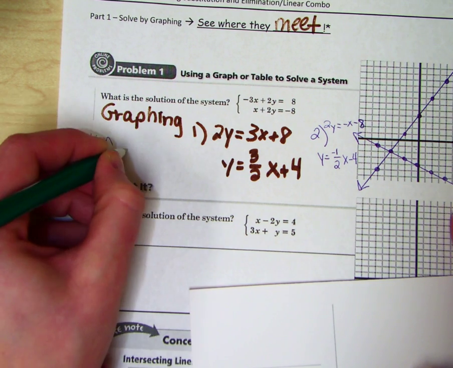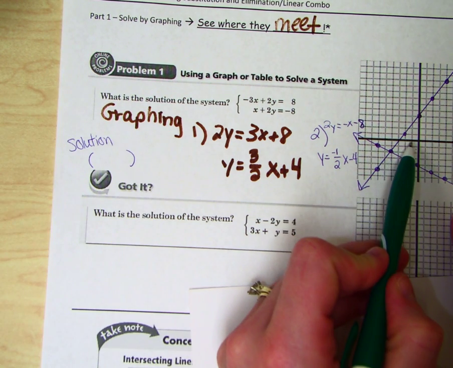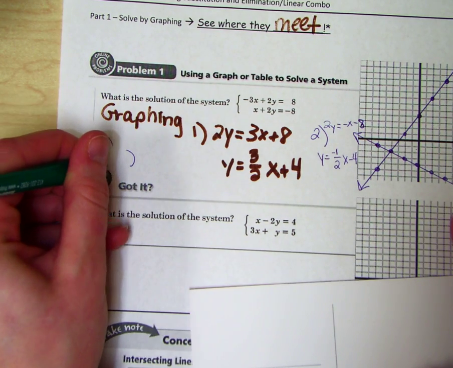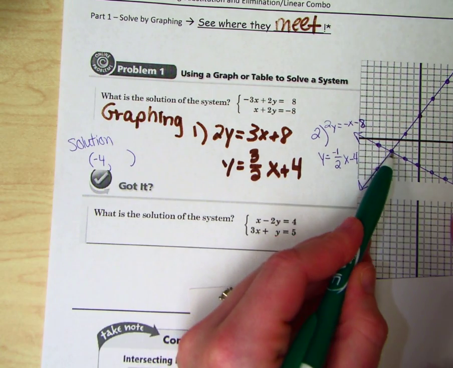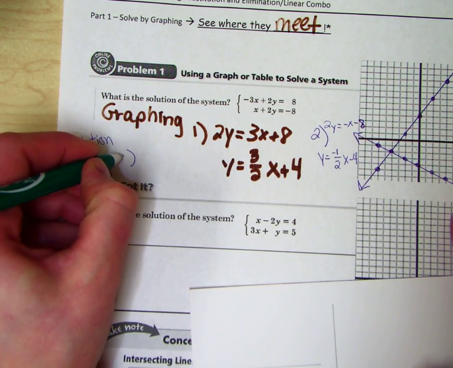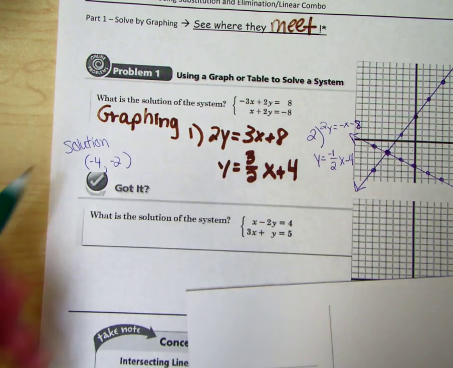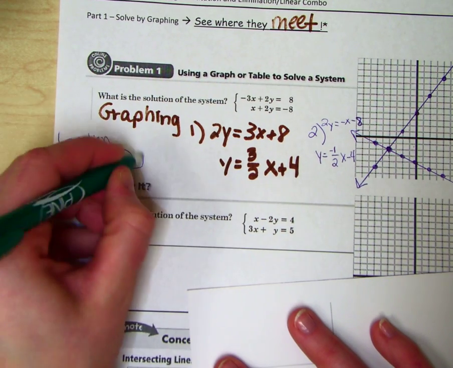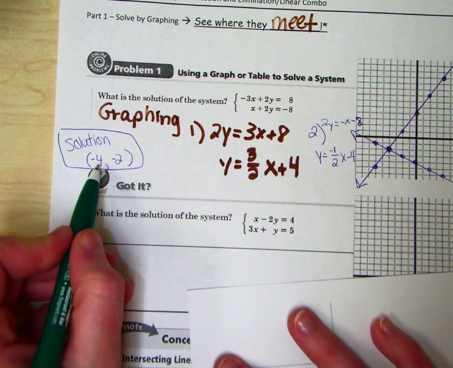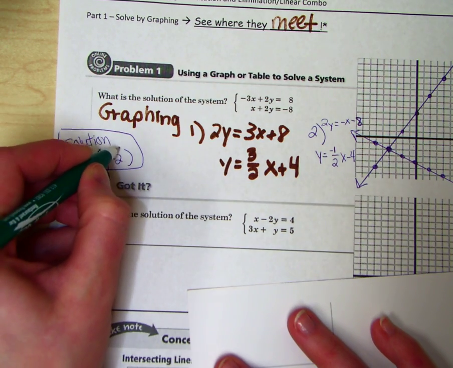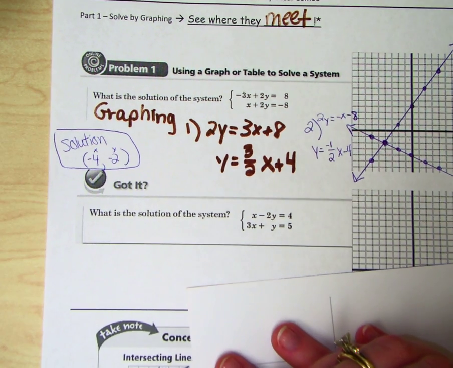In this case, the solution point is negative 4, negative 2. If you wanted to check if you did this right, take negative 4 and negative 2 and plug them into their corresponding x and y values in both equations.